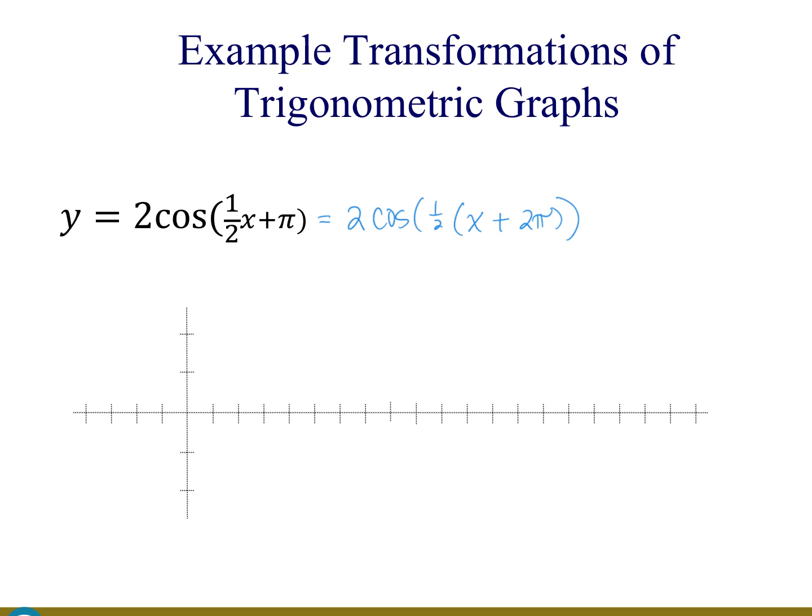So, okay, my parent function is going to be a cosine. I know that cosine has to start, and it's going to start with an amplitude of 2. So I'm going to draw the first part. So I do 3 dots.